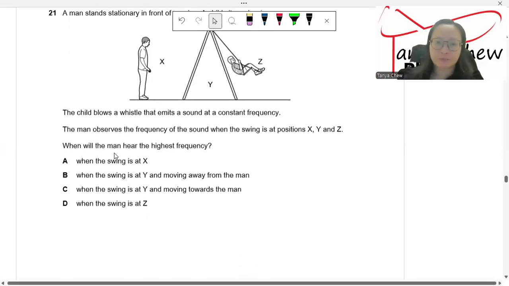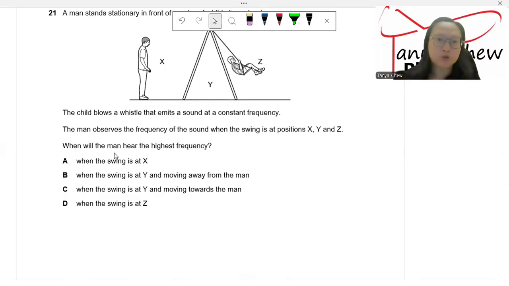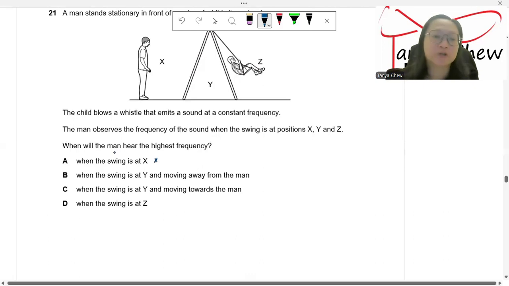The highest frequency can be heard, this is the Doppler effect, when the child with the whistle is going towards the man. So when the swing is at X, this man will only hear the frequency of the whistle. That is the real frequency of the whistle. It won't hear the highest frequency. It will hear the constant frequency. A cannot be the answer.